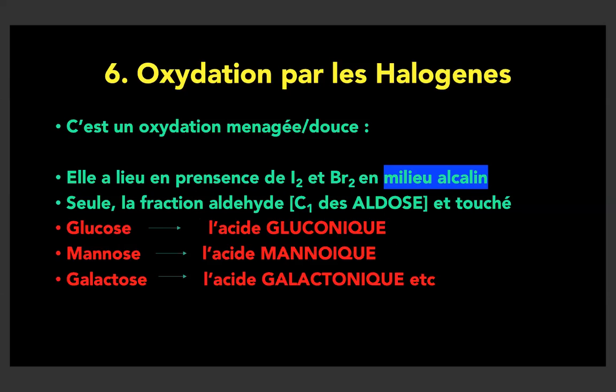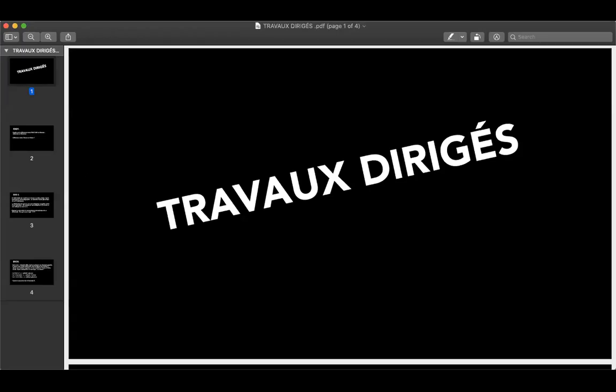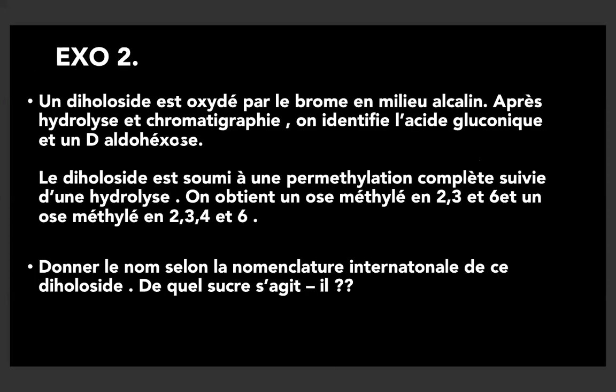Okay, let me show you what I mean by this here, so that we are on the same page. I'll just show you a question in the TD, then you understand why you're supposed to take note. It says you have a dihaloside that is oxidized by bromine in an alkali solution. Then after hydrolysis and chromatography, we identify that the acid that has been produced here is gluconic. So this is how you answer questions in biochemistry. I'm just showing you what to look out for when you're answering questions.